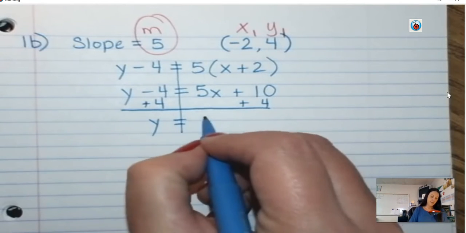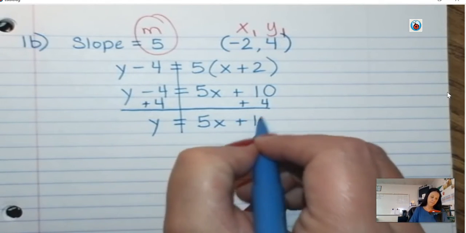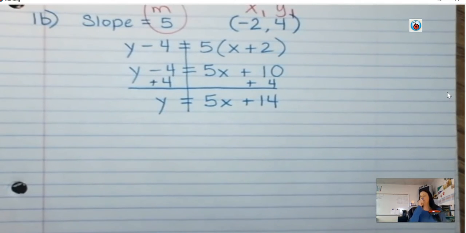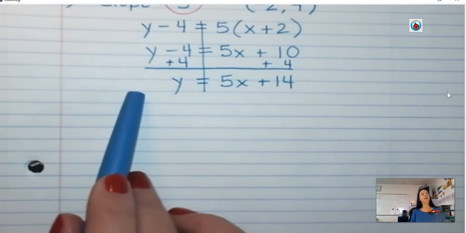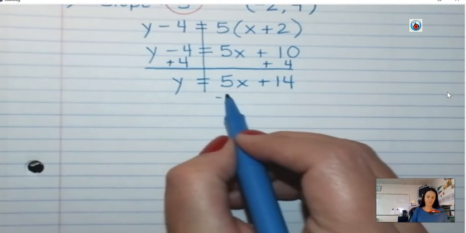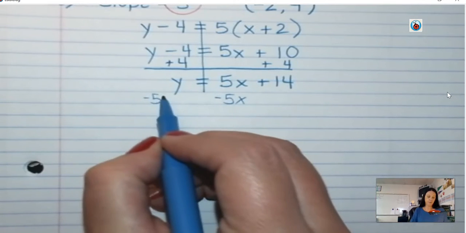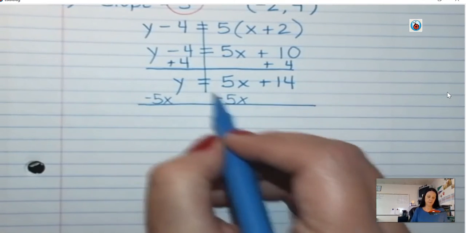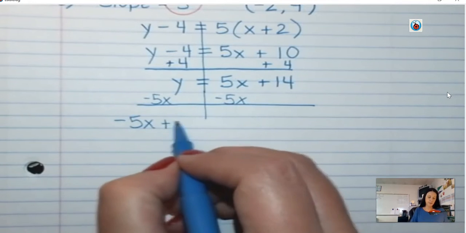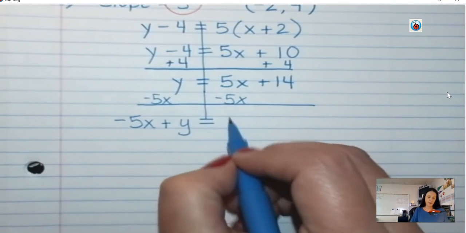Okay, now it's in slope-intercept form. And then finally, I need to put it into standard form. That's when the x and the y are on the same side. So move the 5x over to the left-hand side so it's with the y. And I end up with negative 5x plus y equals 14.